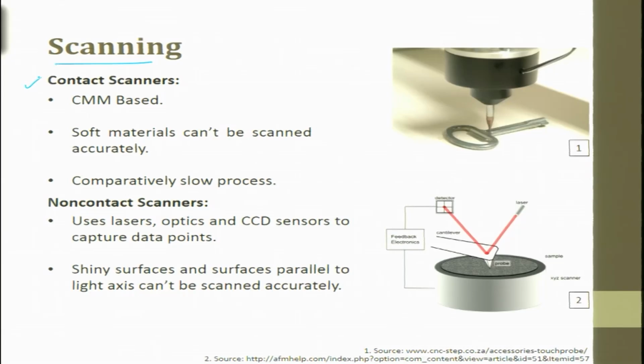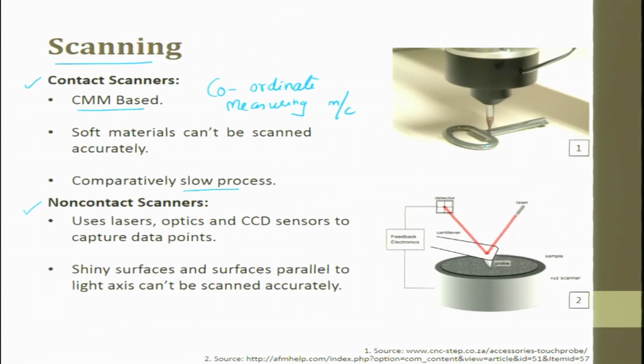So, the scanning, as I told you, has two types. One is called contact type, the other is called non-contact type. In contact type, we always use a coordinate measuring machine. CMM is nothing but coordinate measuring machine.